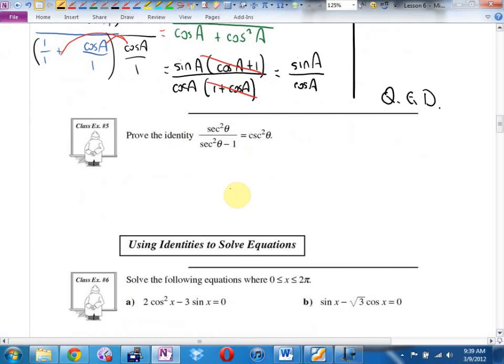Example 5. By the way, we're going to go right to the tone. Your homework is going to be nothing right now. We'll pick this up after spring break. Example 5.